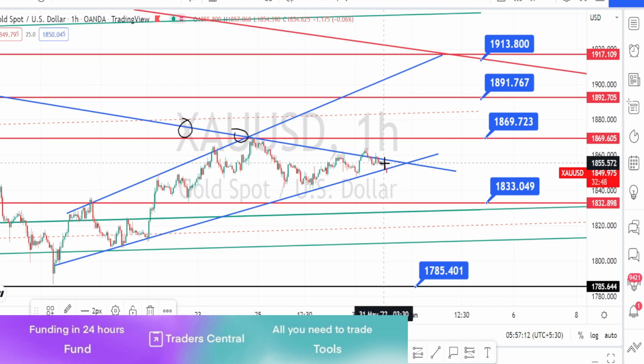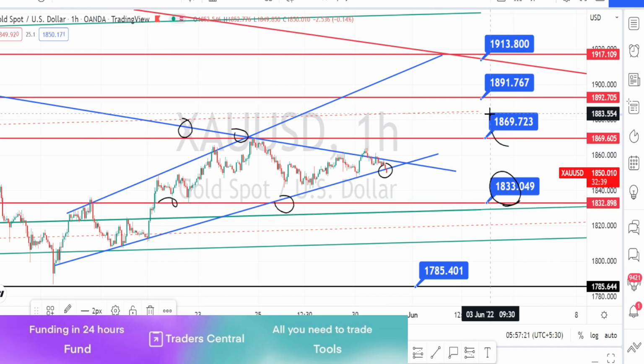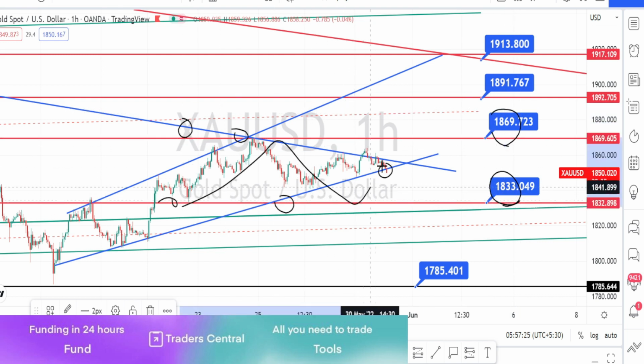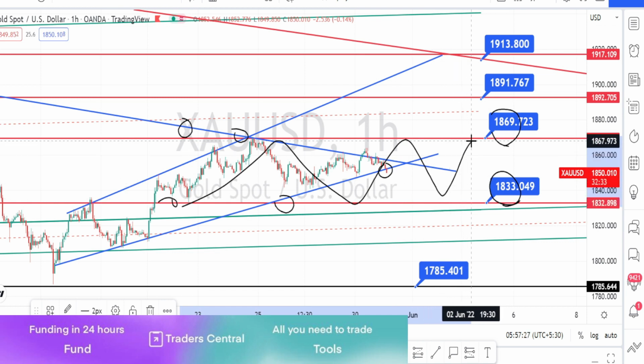Although the price action has broken this trend line, currently we are noticing the price action to trade between this support level of 1833 and resistance level of 1869. It is moving sideways within this resistance and support level. Let us mark the support and resistance levels.